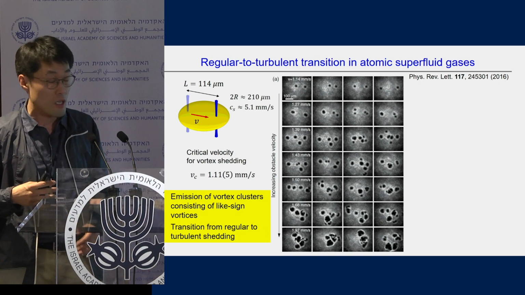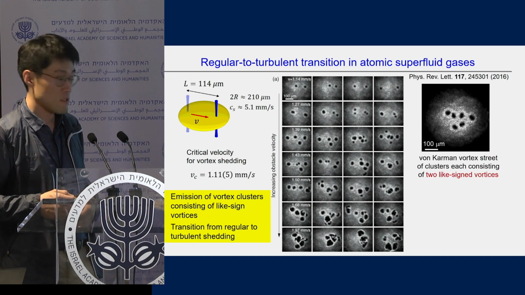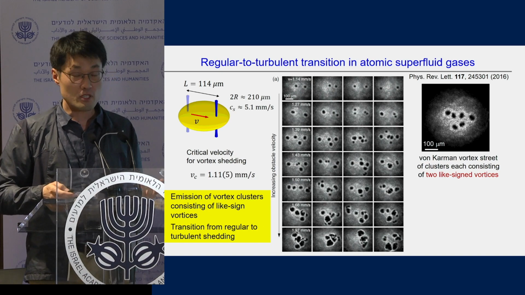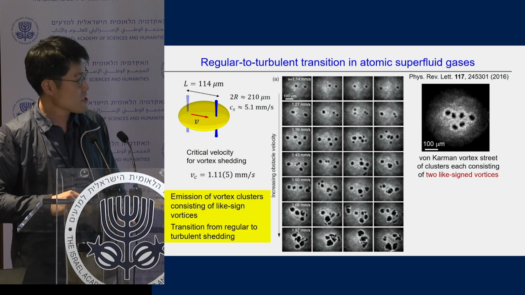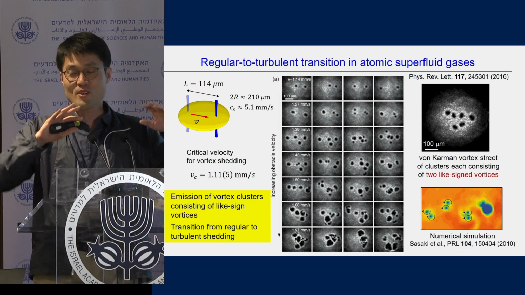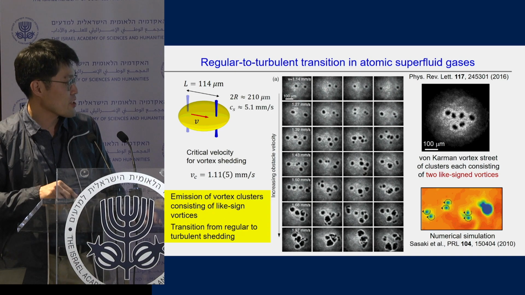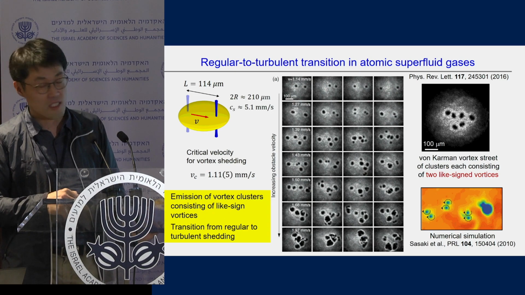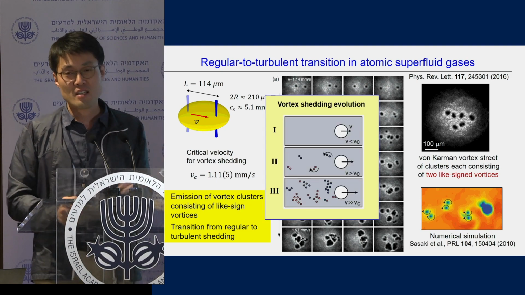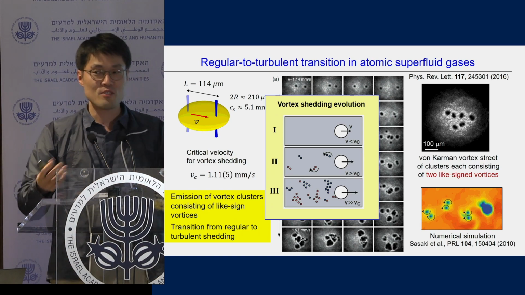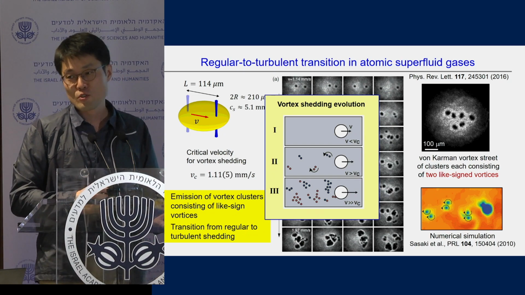So definitely we observe that vortex clusters are emitted by the moving obstacle, like we observed in the classical fluid. And also, in the very small velocity regime, we observed regular, very nice, alternating vortex shedding in this system. Here is a numerical simulation. This black blob consists of two quantum vortices with the same sign. They are shed from the left side and the right side in an alternating manner. So out of this measurement, we have these pictures of superfluid vortex shedding.